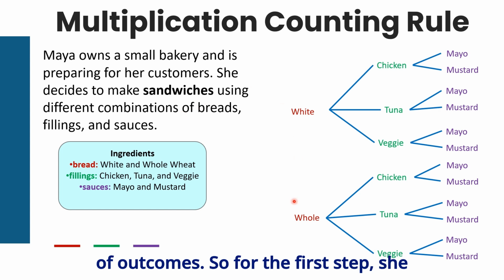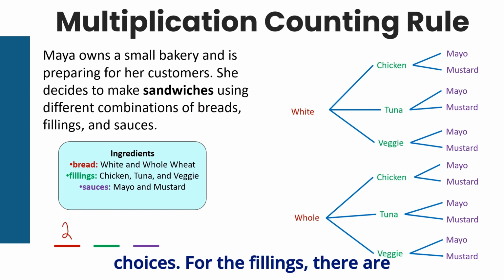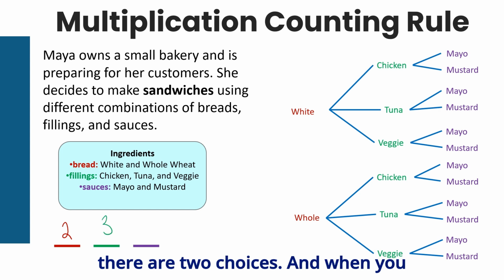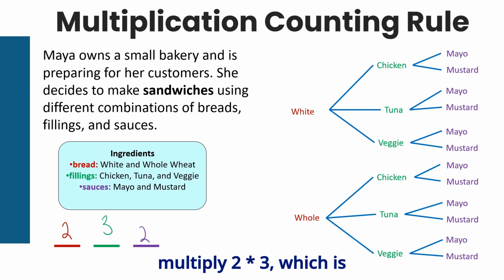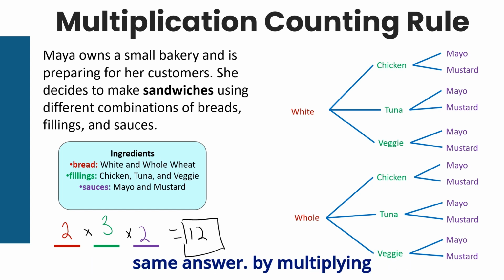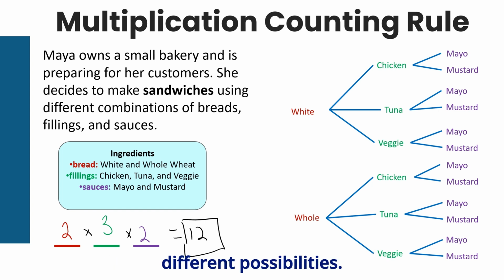So for the first step, she has to choose the bread, and there are 2 choices. For the fillings, there are 3 choices, and then for the sauce, there are 2 choices. And when you multiply 2 times 3, which is 6, times 2, that gives you 12. And as you can see, you get the same answer by multiplying instead of using a tree to list all the different possibilities.